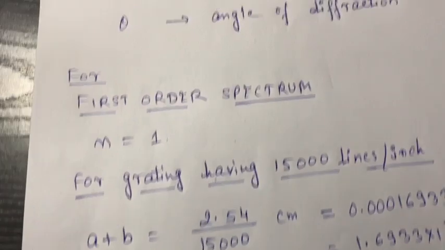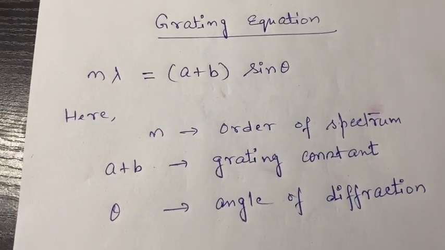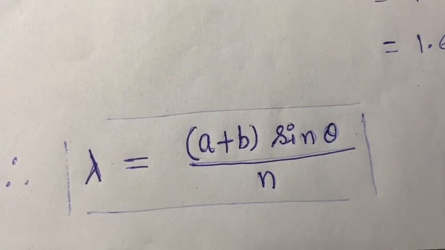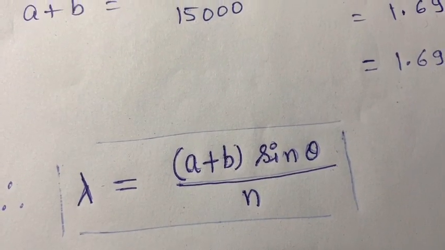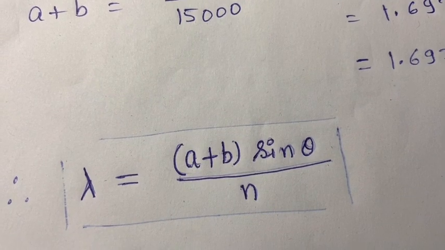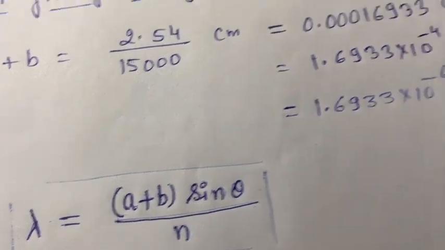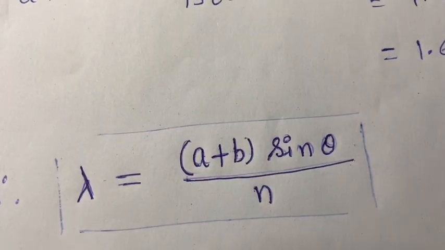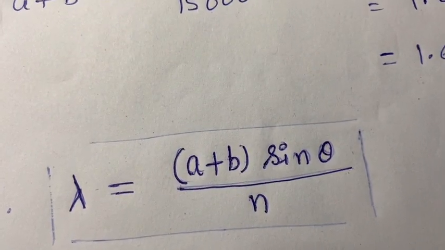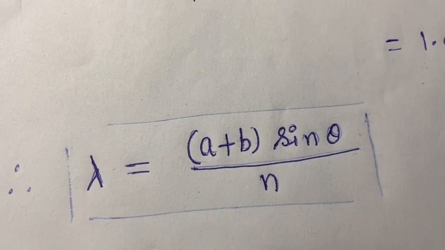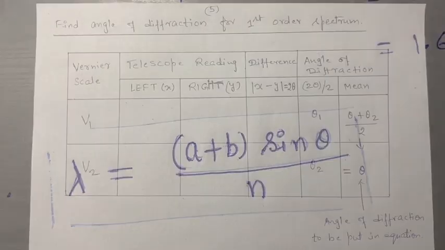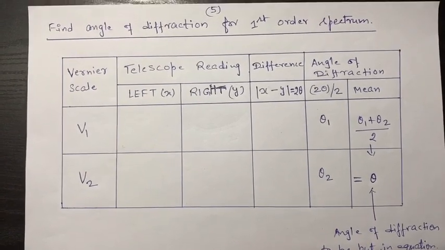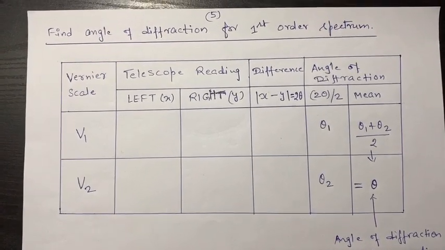Now let us rearrange this equation and take lambda on one side and the rest on the other side. So we get the equation for wavelength, which is lambda is equal to a plus b sine theta upon n. Here n is 1 for first order spectrum and a plus b has just been calculated. Then after finding out theta, which is the angle of diffraction, we can find out the wavelength of H alpha line of hydrogen spectrum. This is the observation table for finding out the angle of diffraction theta.